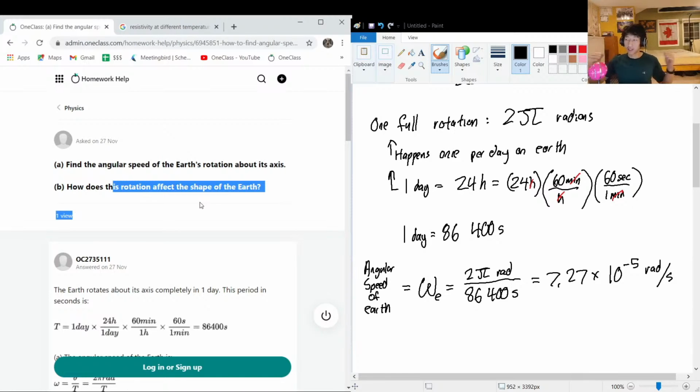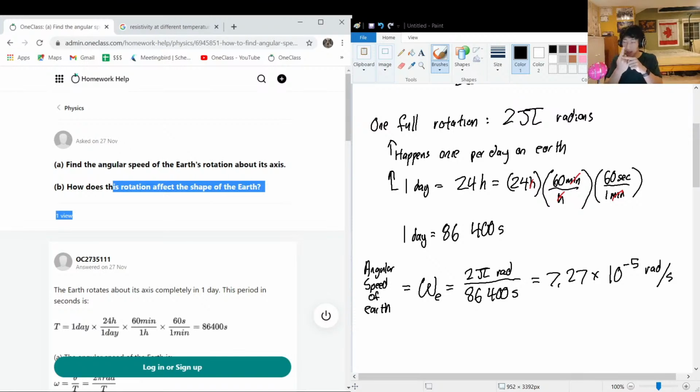Like try spinning really fast, ballerina style, and your arms have a tendency of wanting to fly out. You can feel the force. Have your arms spread out and you're spinning, you can recognize that it takes effort to bring your arms in. And the same type of thing is happening with all the oceans on Earth. Water is going to go more towards the equator, because it's trying to go in a direction perpendicular to the axis of rotation.